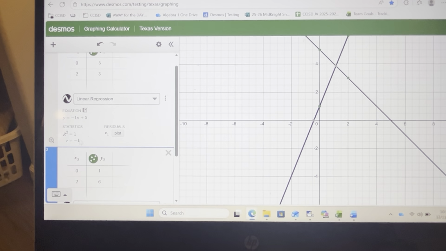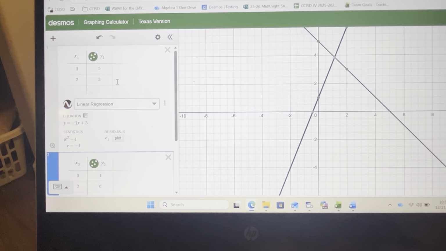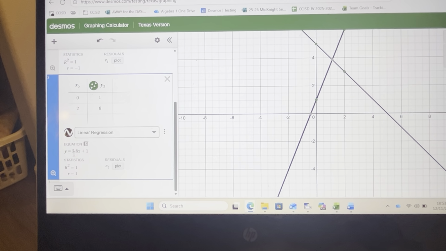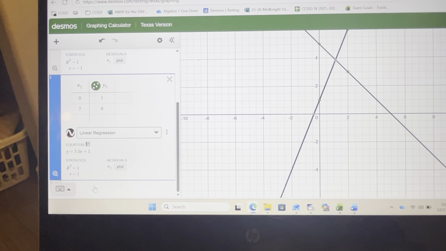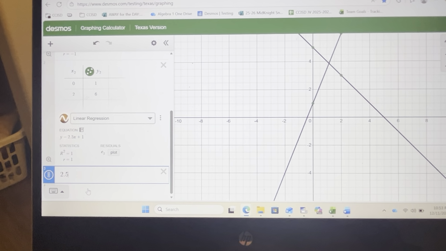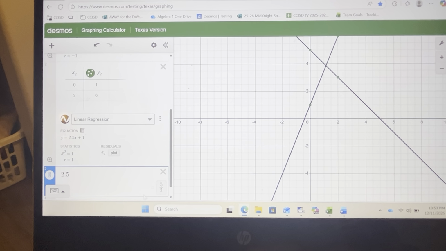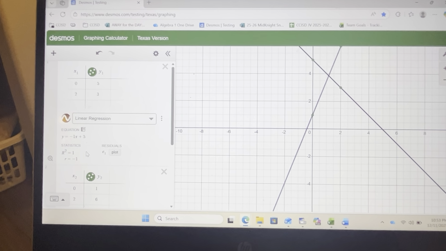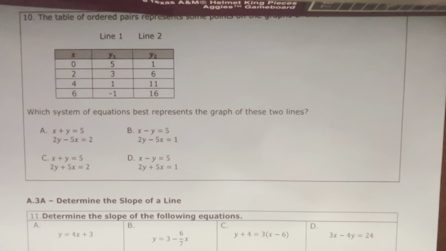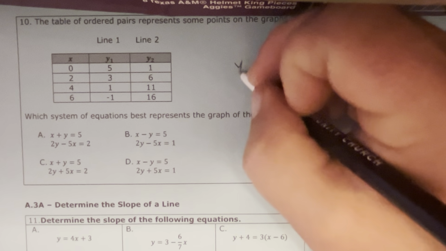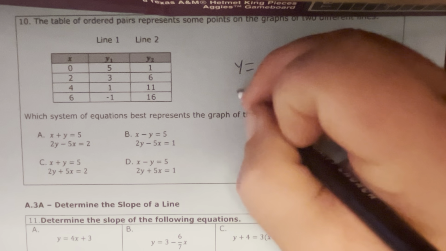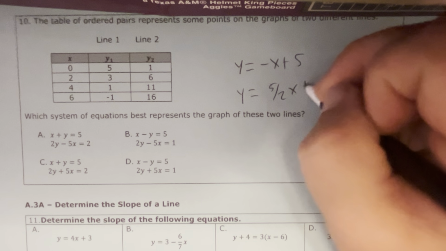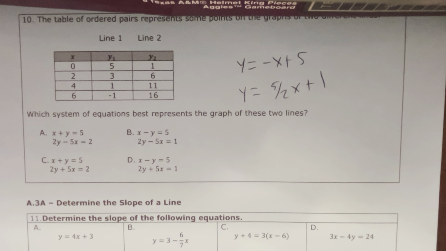All right, so I put in both tables separately. One of the tables gives me an equation of y = -x + 5, and the other one gives me an equation of y = 2.5x + 1. If I put in 2.5 and change it to a fraction, it would be 5/2, so y = 5/2 x + 1. So there are the two equations, in slope-intercept form.